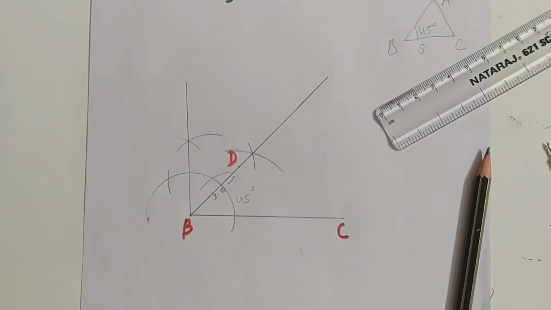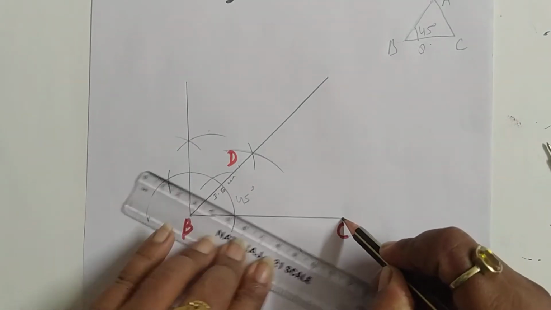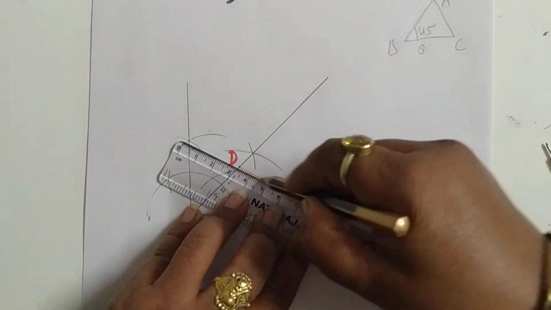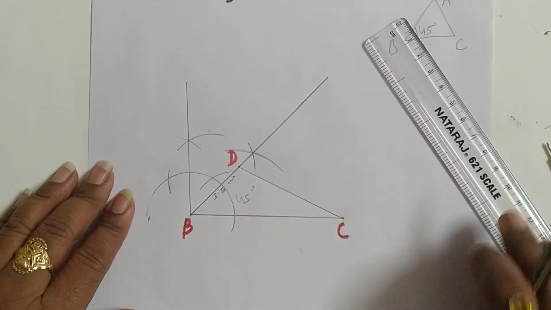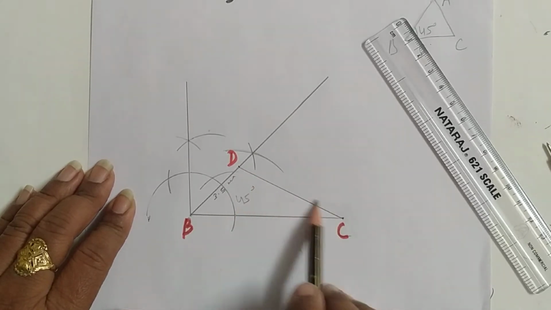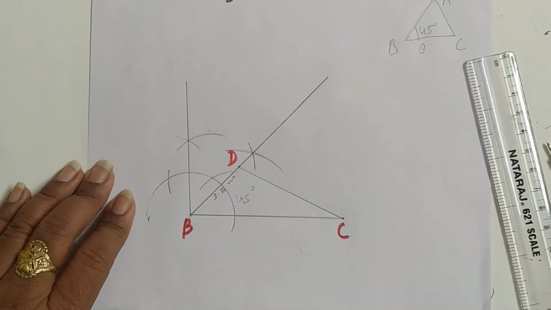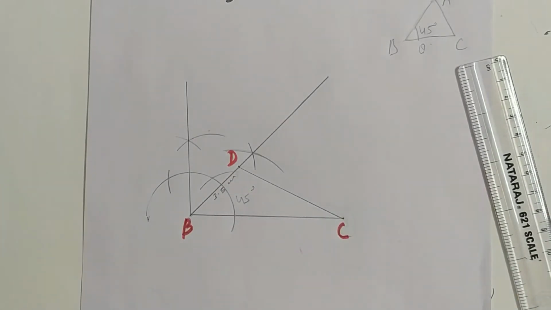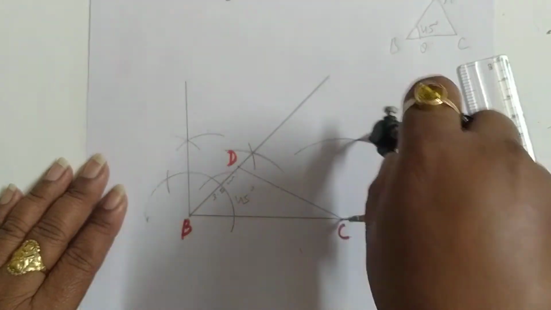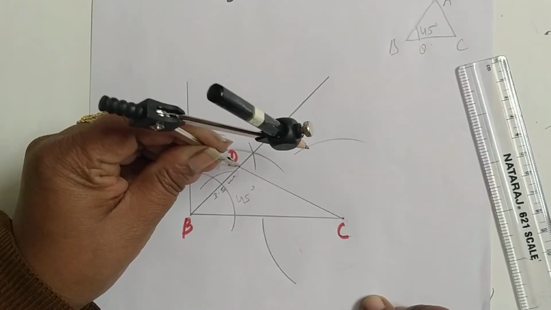Now we have to join this point D to C, as we have done when the sum of the sides is given to us. Now we have to draw the perpendicular bisector of this line segment, that is DC. So how can we draw the perpendicular bisector? I already told you, we have to take more than half arc on both sides from both the points D and C.